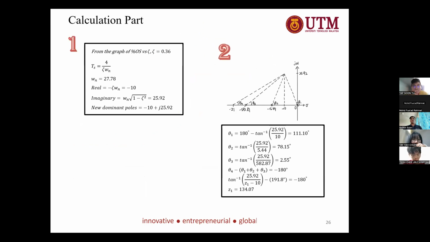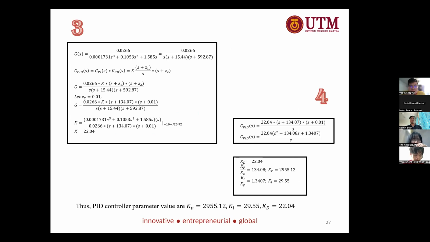Before this, we need to find the values of KP, KI, KD by calculation. First, from the graph of percentage overshoot per theta, we can find the theta value and use the settling time that we set to find the natural frequency. Second, we use a trigonometry method to find the Z1 value for the PD controller. Next, we set the Z2 value for the PI controller equal to 0.01, and thus we can find the K value, which is equal to 22.04. And last, from the equations of the GPID, we can find KP equal to 2955.12, KI equal to 29.55, and KD equal to 22.04.